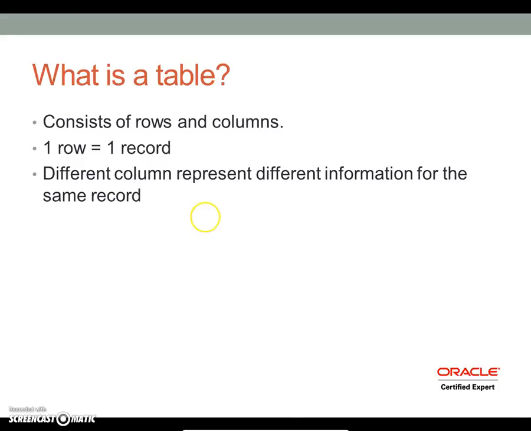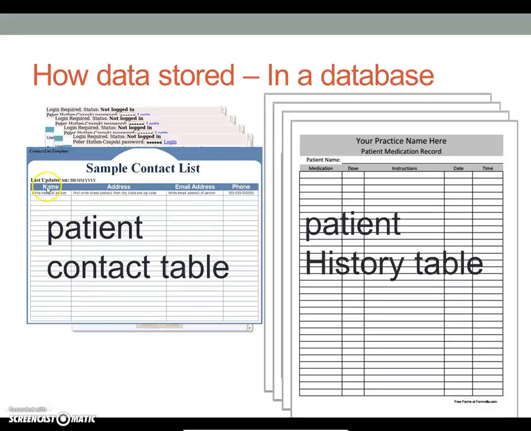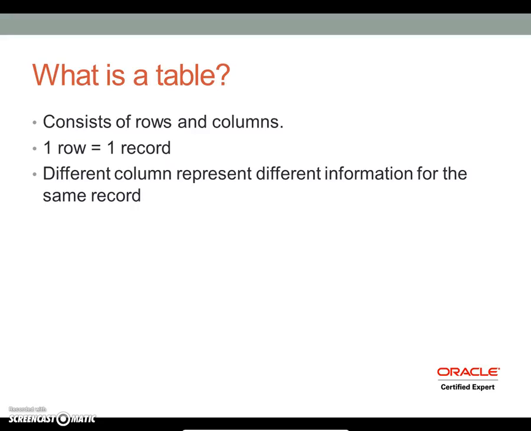You can go back to the contact list table. You can see that we have rows and columns here. Every row represents one client's details, one patient's details, which means one record, and one column represents one type of information for the particular patient. And that is exactly the same as how a database stores the records.